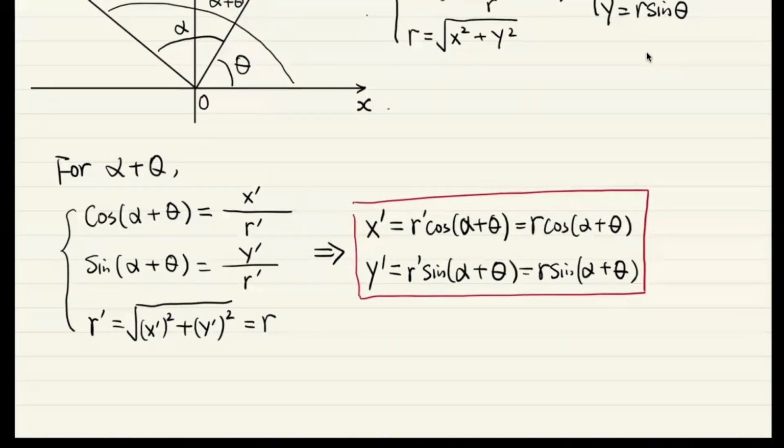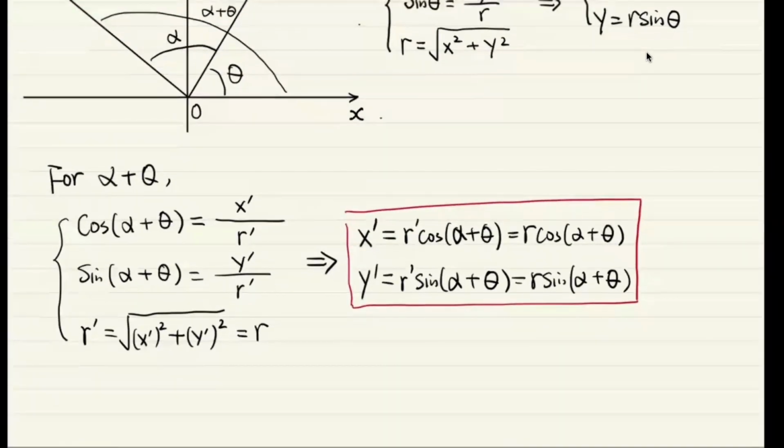So now we're in position to determine the values of x prime and y prime, which would require us to further expand this term and this term using the sum identities of cosine and sine functions. We're running out of space here, so we're going to do this on the next page. What I'm going to do is copy this and paste it to the next page.